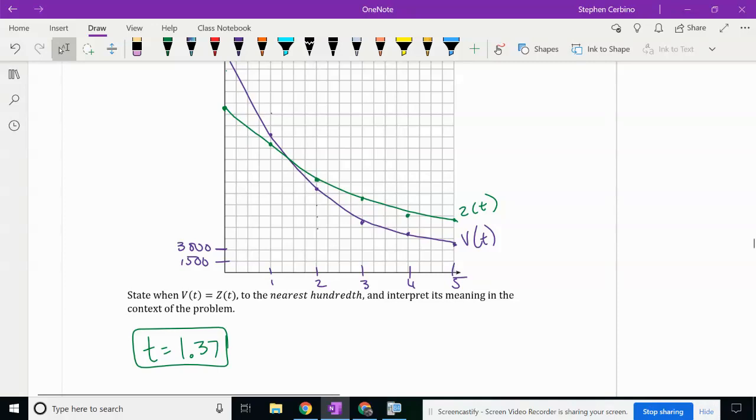I wish my wife saw this because she does this all the time when she buys a new car. She trades her car in when the value of it is less than what she still owes on it. Not a smart move. Okay?